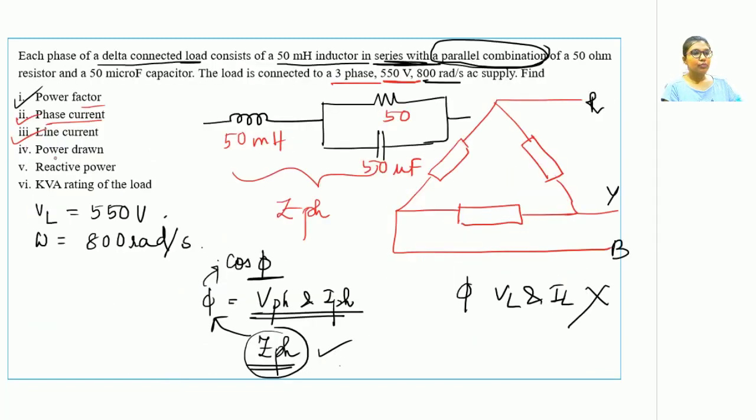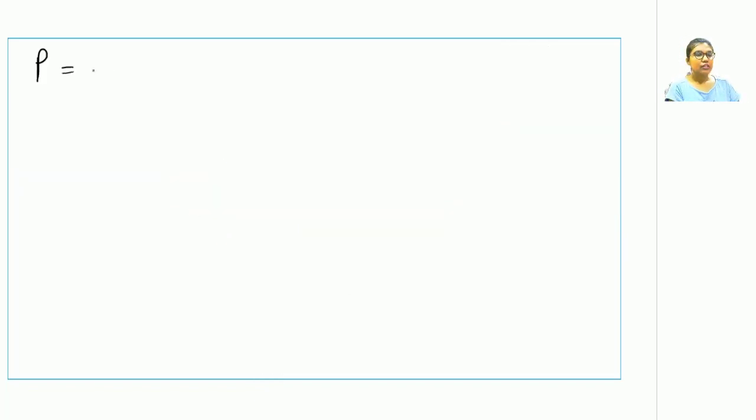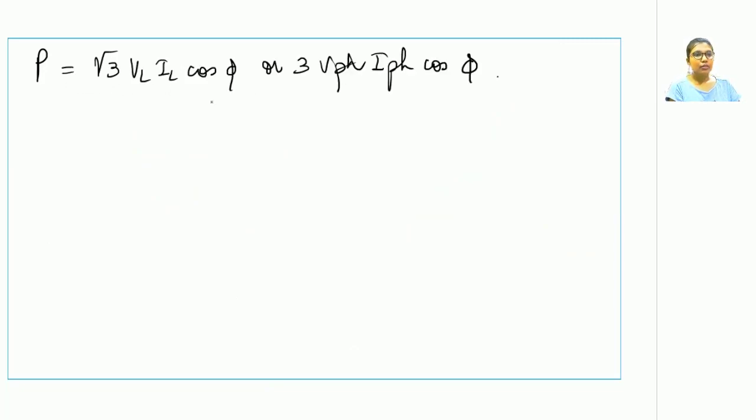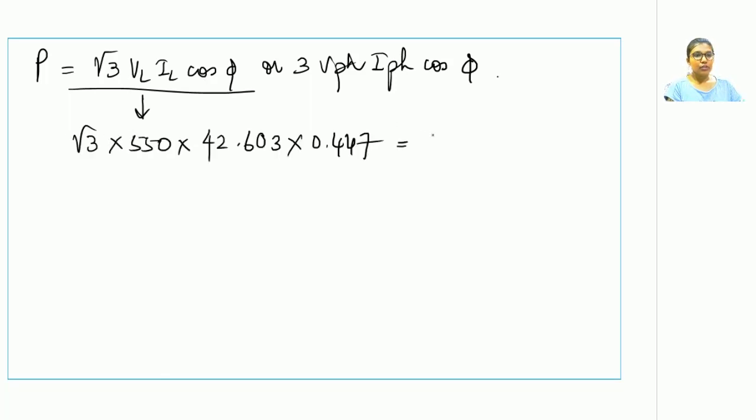Now what do the rest of the bits say? It says to find out the power drawn, which in turn means the real power, which is represented by P. The next bit is asking us to find out the reactive power, which is represented by Q. And finally, kVA rating of the load, which is the apparent power. So one has to figure out the power values represented by P, Q, S respectively. So the expression of real power is given by, so there are two ways, but I'll be going with the first one. Upon substituting the values, the real power comes out to be 18.140 kilowatt.